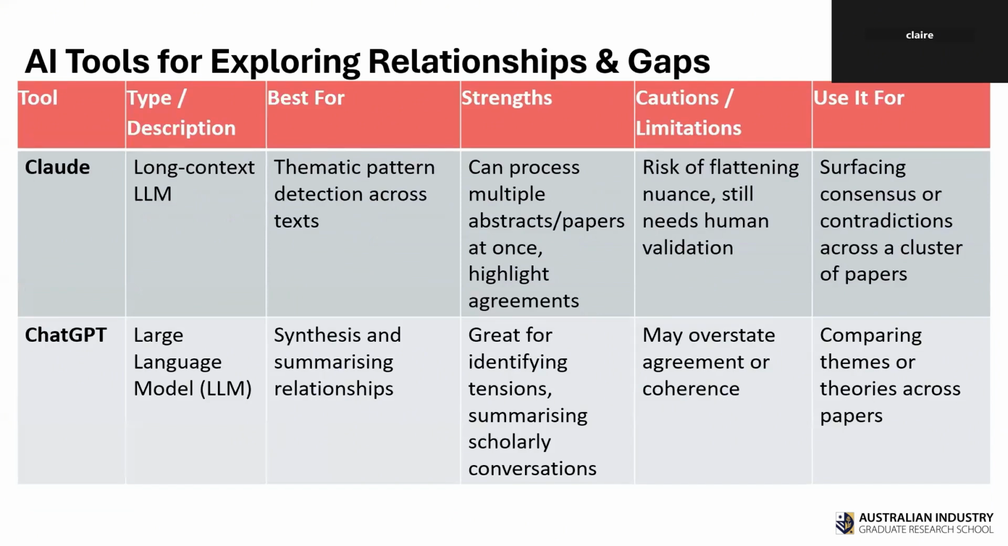Again, we've got our usual suspects, Claude and ChatGPT. Really good for processing multiple abstracts and highlighting agreement and disagreement, and ChatGPT for summarizing and synthesizing relationships. So it can be good for identifying tensions and summarizing scholarly conversations, but it may overstate agreement or coherence. And again, being prone to hallucinations, we've got to be careful with that.